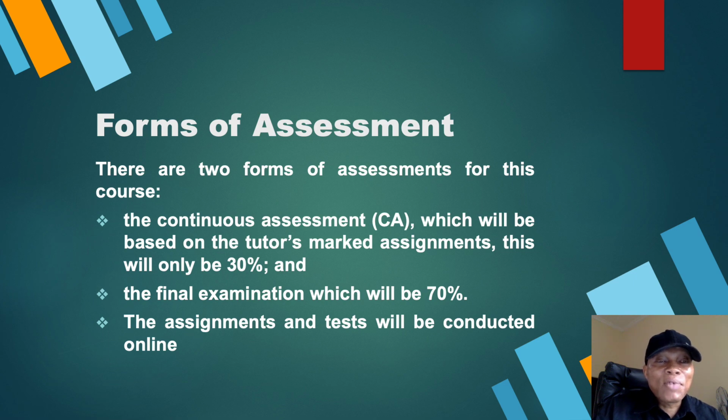Forms of assessment. For this course, there are 2 forms of assessment. The first one is continuous assessment, which we call CA, and this continuous assessment is divided into assignments and tests. So whatever scores you have in assignments and tests will be added together and divided by the number of assignments and tests given to you, and everything must be equal to 30%.